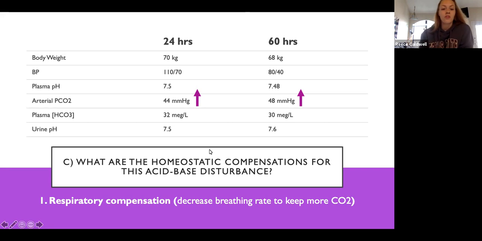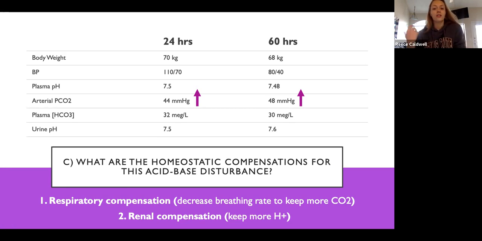The second type of compensation that we can see is renal compensation. The kidneys compensate as well. What they'll do is try to keep more hydrogen. They will excrete less hydrogen in the urine. They will reabsorb more hydrogen in the nephron. And therefore, we can take that basic condition of the body and bring it back down, trying to make the body back to normal.